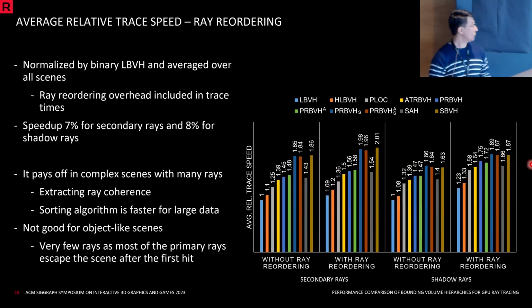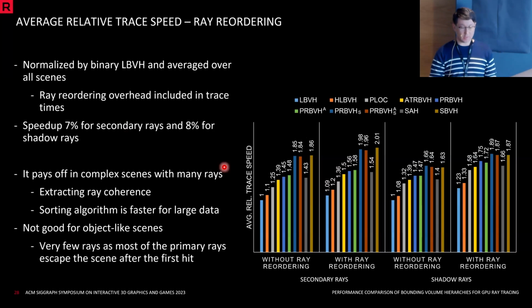This is the last slide before the conclusion. Influence of ray reordering. Again, the values are normalized and averaged. In the trace time, we include the ray reordering overhead. And even when we do this, we can get a nice speedup, 7% for secondary rays and 8% for shadow rays. And again, it heavily depends on the particular scene.